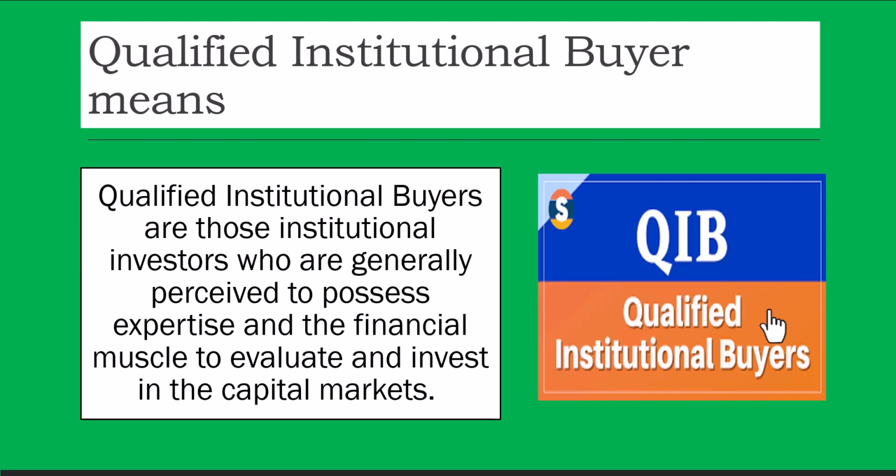Qualified institutional buyers are those institutional investors who are generally perceived to possess expertise and the financial muscle to evaluate and invest in the capital markets. So basically these are the people who have expertise and financial muscle, so that they can evaluate and invest in those companies, even if the companies don't have net worth, operating profit in the past, or net tangible assets. So they can be allowed to go ahead and make a public offer if the QIBs, as we call them in short, have invested at least 75% in these companies.